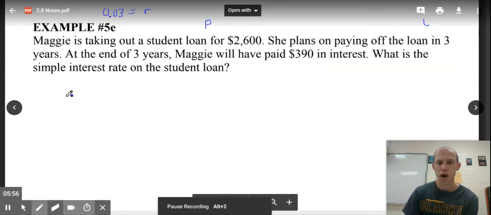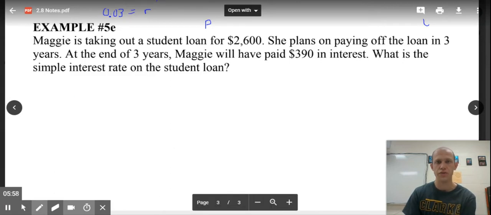We're going to do a similar problem now, but instead of car loans, we're going to do student loans, the loans that you have to pay if you borrow any money when you go to college. So Maggie's taking out a student loan for $2,600. She plans on paying off the loan in 3 years. At the end of 3 years, Maggie will have paid $390 in interest. What is the simple interest rate on the student loan?